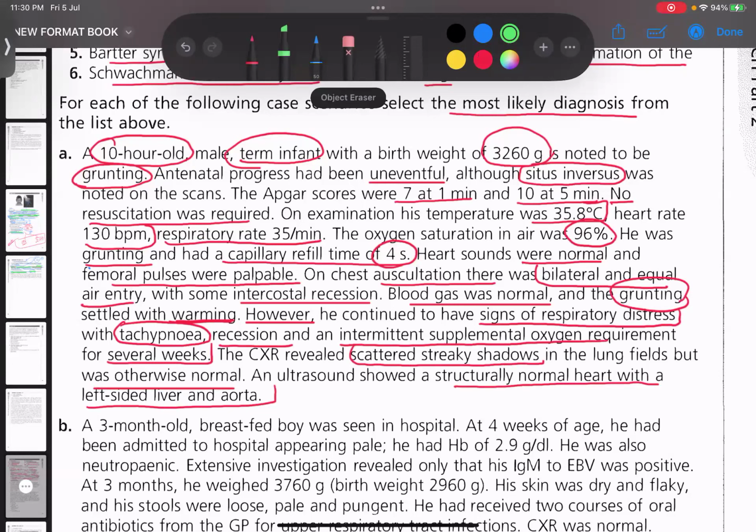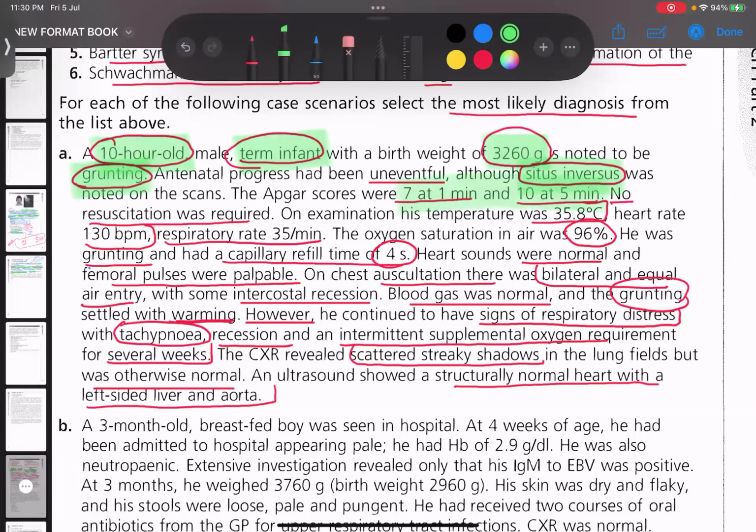So we have this case. Again, I'll just highlight the important points. We have a 10-hour-old baby, a term infant. Birth weight is normal. The baby came to us with grunting, and situs inversus was noted on the antenatal scan. Otherwise, it was uneventful. The Apgar score was normal at 5 minutes.